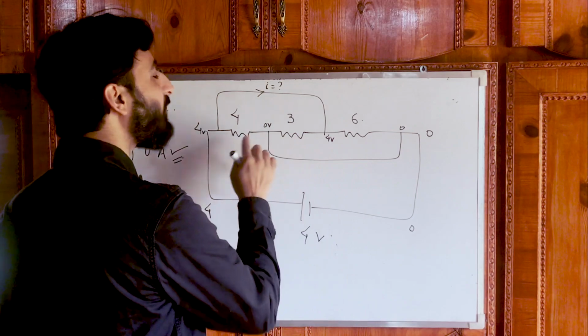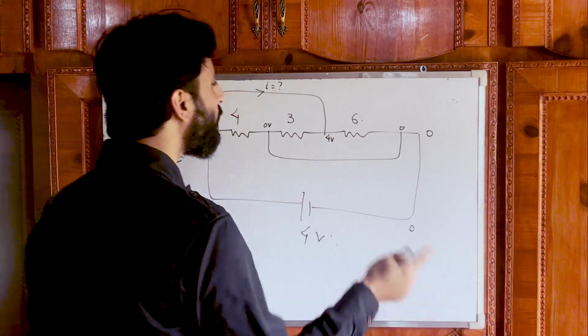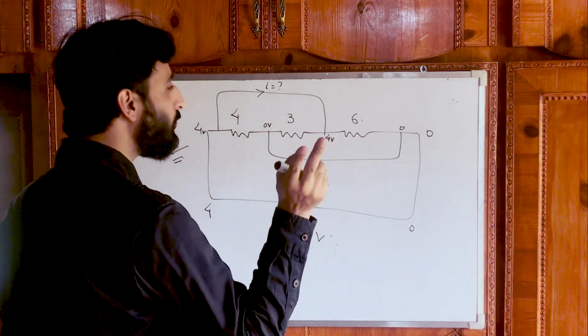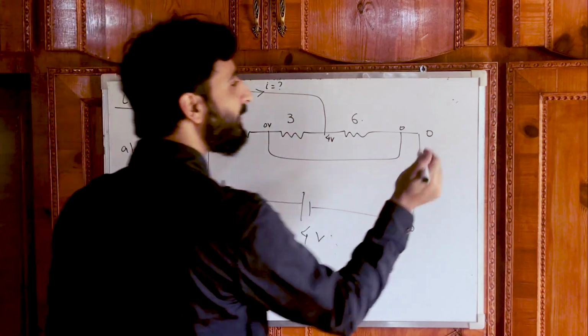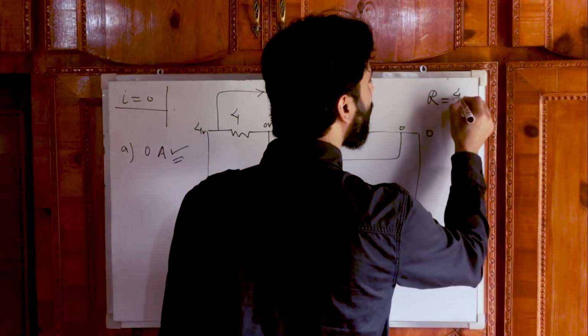Since they are in parallel, what will be the net resistance value? You can find it out. 6 parallel 3, that is 2. 2 parallel 4, that is 4 by 3. So the resistance net value is 4 by 3 ohms.